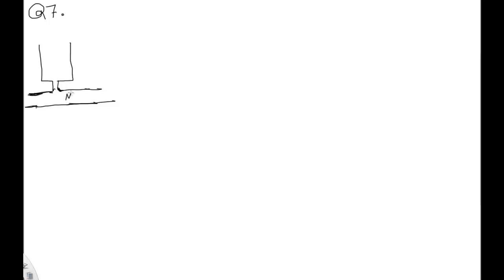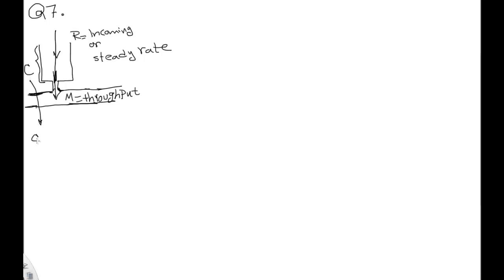In this case, you've got M, which is going to be the throughput of your network. It's basically how many packets per second, how many bytes per second, how many bits per second your network can handle. It's the bandwidth of your network. Then R is the incoming traffic, which you can consider the steady rate of traffic being added to the network. And C is the size of your bucket, so C equals the number of tokens that the bucket can hold.